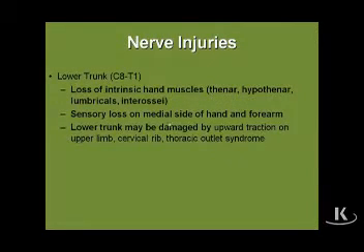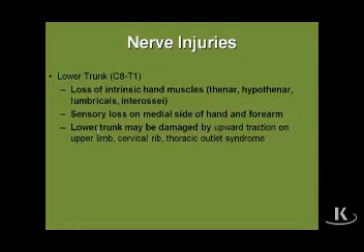So that leads us to a discussion of inferior trunk or lower trunk injury. So that's going to result in a loss of all hand muscles, regardless of whether they're median or ulnar. So the thenar muscles, the hypothenar muscles, the lumbricals, the interossei, all of them. So you'll have a loss of opposition, you'll have a loss of abduction, adduction, you'll have a loss of your thenar muscles, you'll have a loss of all your lumbricals.